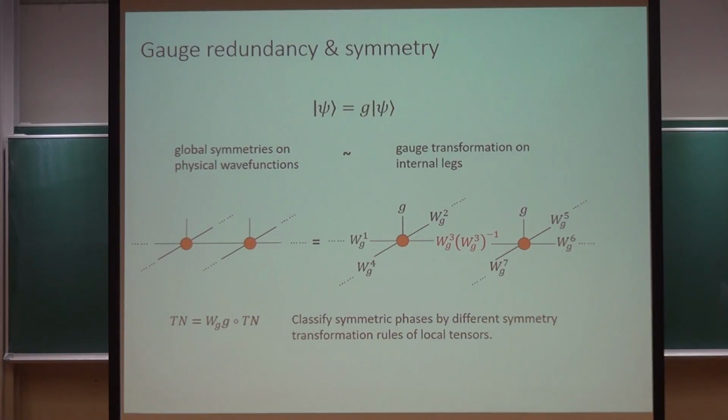So this machinery that I was talking about is about how to systematically classify this kind of transformation rules. The global symmetry transformation becomes implemented on the virtual leg as some gauge transformation. And I have to find a way to classify these inequivalent WG, basically. So that's the goal. And the question is, what are the consistent conditions for this WG? The WG cannot be arbitrary, so it has to satisfy some consistent condition.